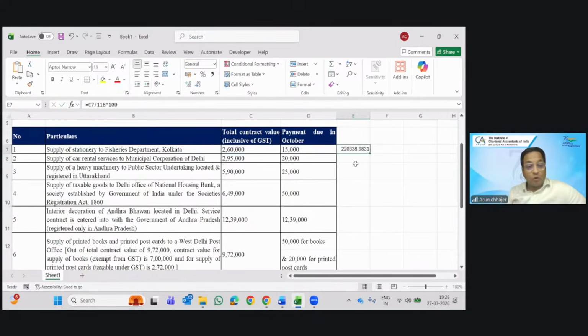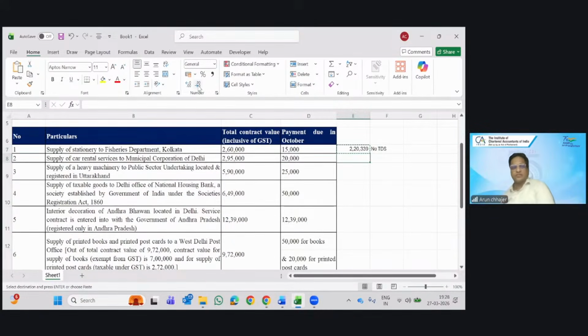Can I say that the total value of the contract excluding GST is 2 lakh, which is not more than 250, not greater than 250? So no TDS. Anyone have any doubt? Any participant, if you have any doubt, kindly ask. Do you have any doubt? Please ask. Is it clear? Please confirm.